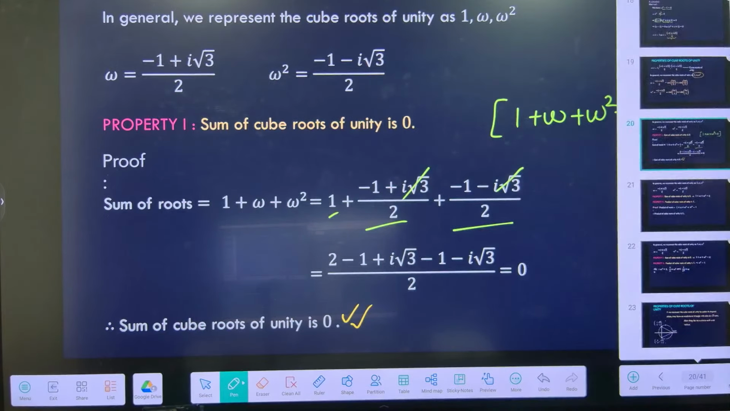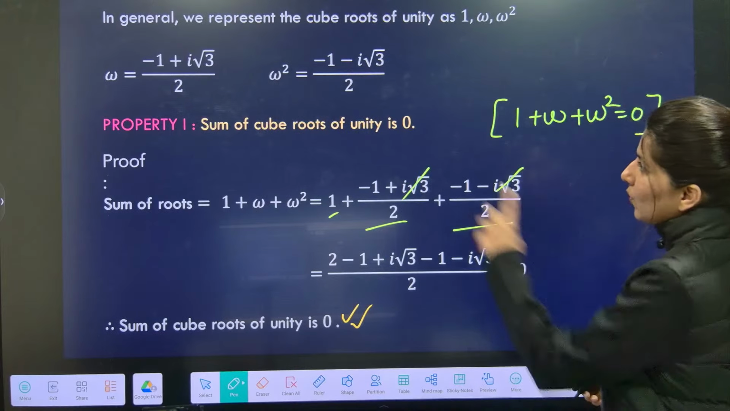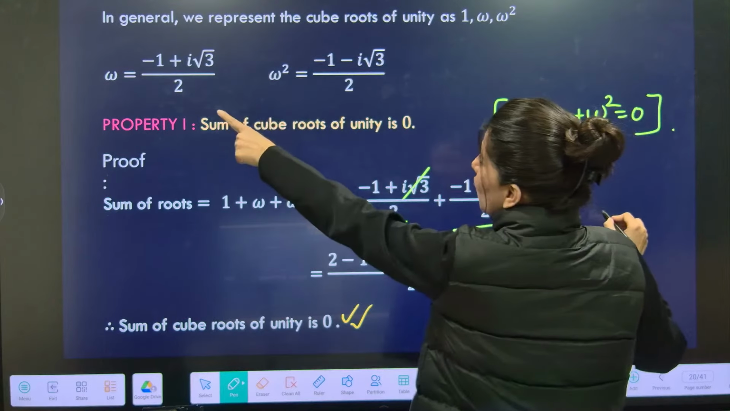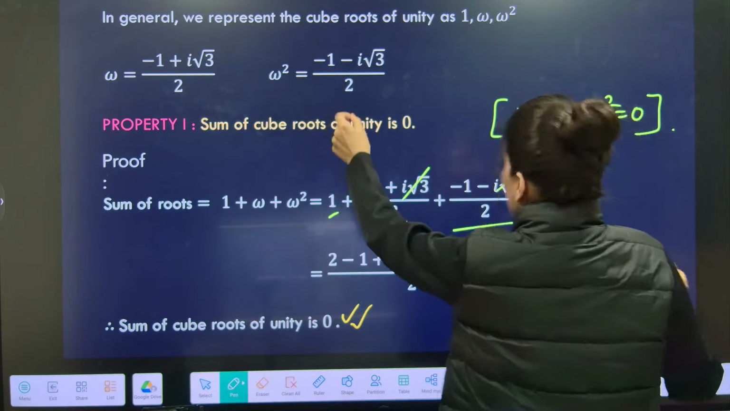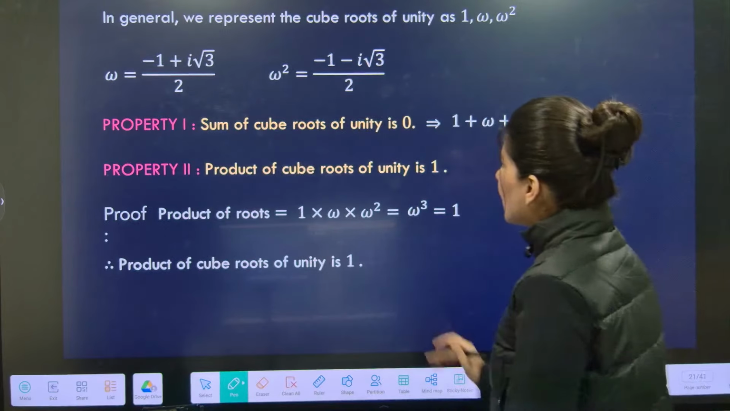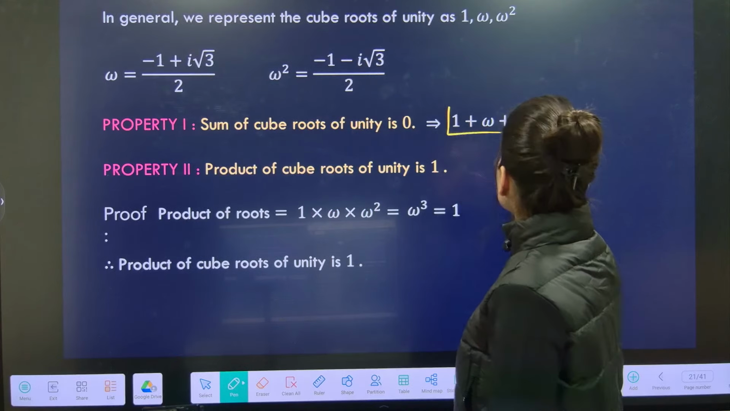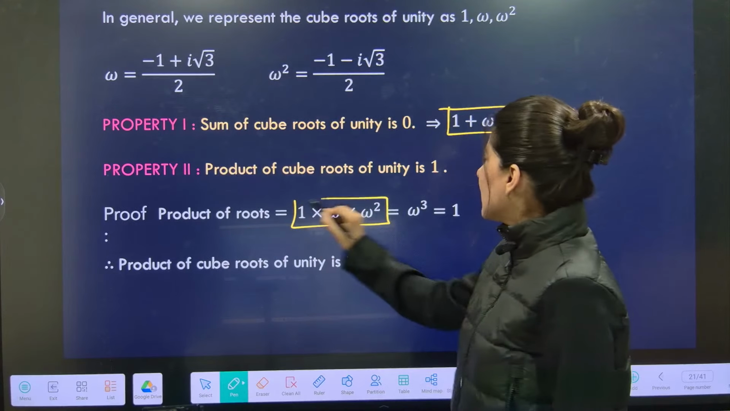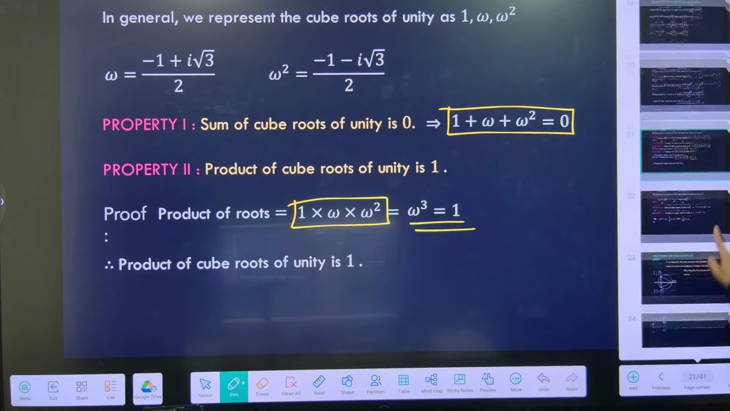And also one more thing. If you multiply these two, the product of roots, omega square into omega, it will be what? (a plus b)(a minus b). So it is going to be omega cube, and omega cube is going to be 1. So the sum of cube roots of unity is 0, and this is the thing you need to remember. And the product of cube roots of unity is 1, so omega cube is 1. Two things about cube roots of unity.